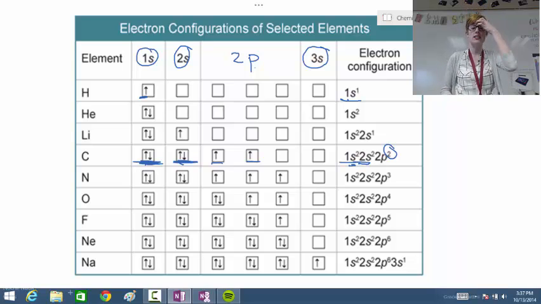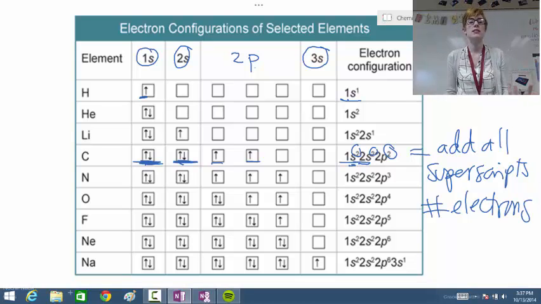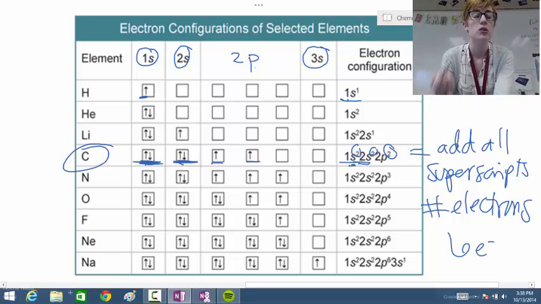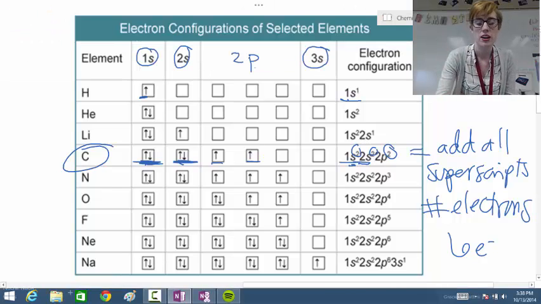An easy way to tell if you're doing it right is to add together all of the superscripts, the total number of electrons in the whole atom, which should be the same as the proton number, because we're always assuming it's neutral, which is the same as the atomic number. So 2 plus 2 plus 2 equals 6 electrons, and carbon's atomic number is 6. So it's an awesome way to check yourself before you wreck yourself.